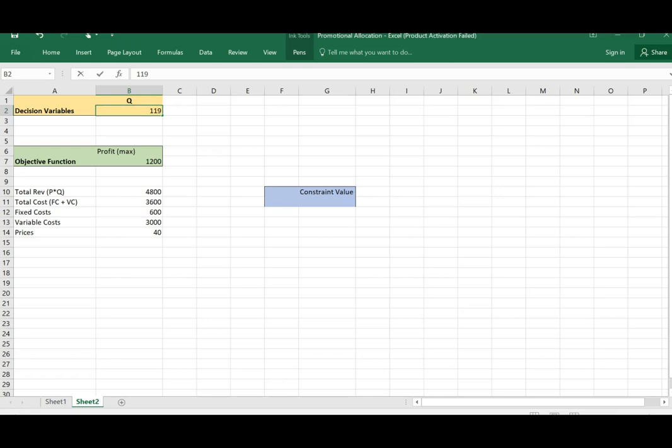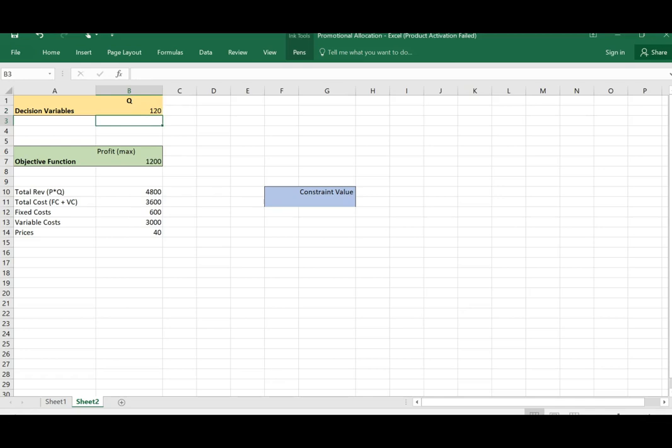Watch what happens to the profitability. It got a little bit lower. What if instead of doing 120, they did 121? What would happen to the level of profit? It got a little bit lower, right? 120 is the value that maximizes profit.